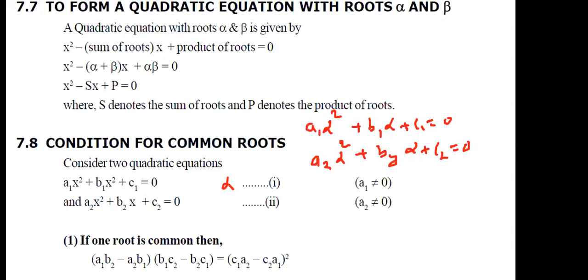Snigdha, you're marked absent. You joined now. Okay, so you're marked absent. Message me after the class.